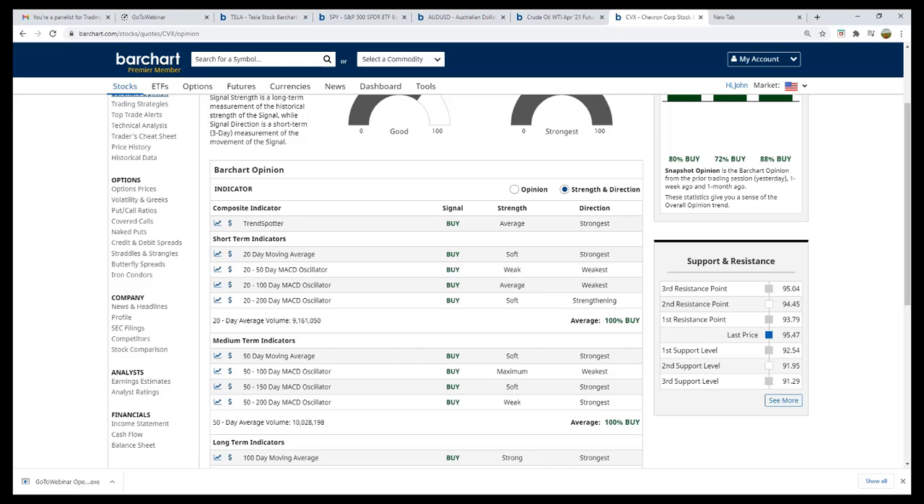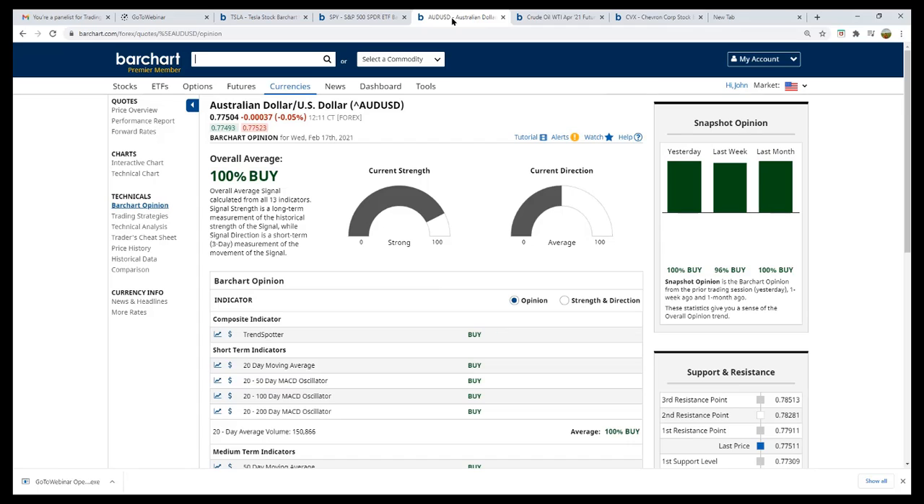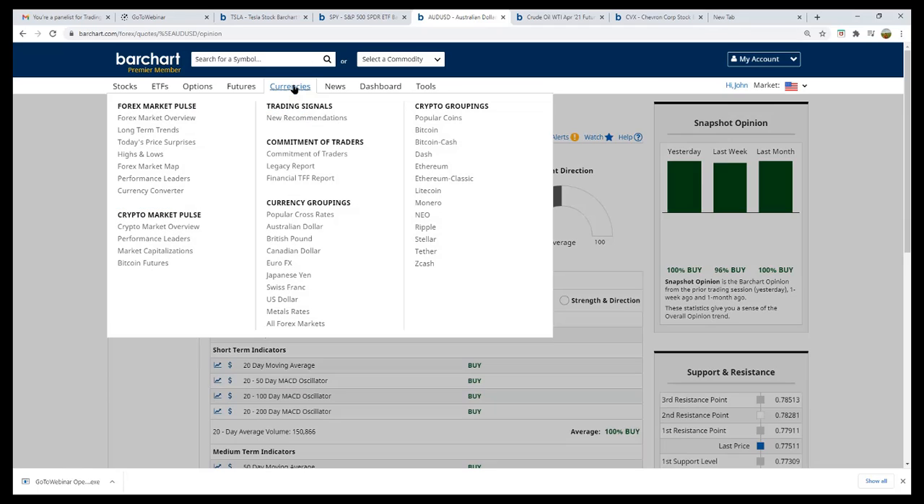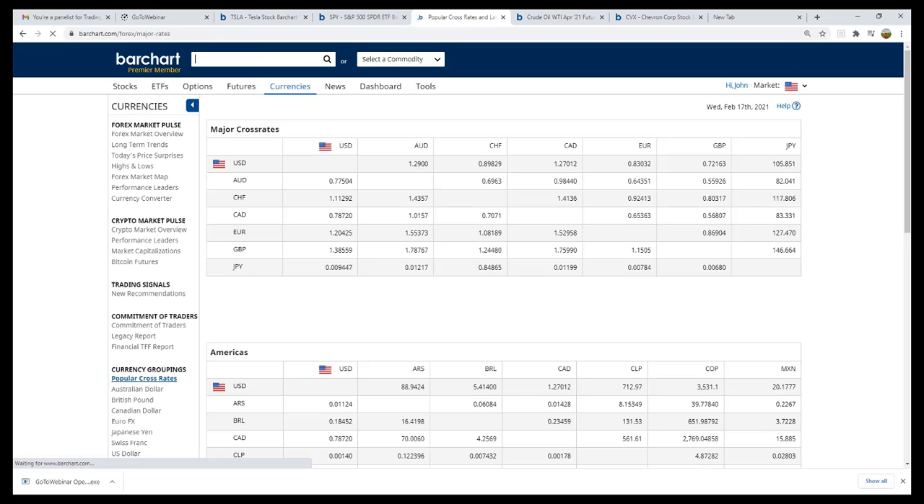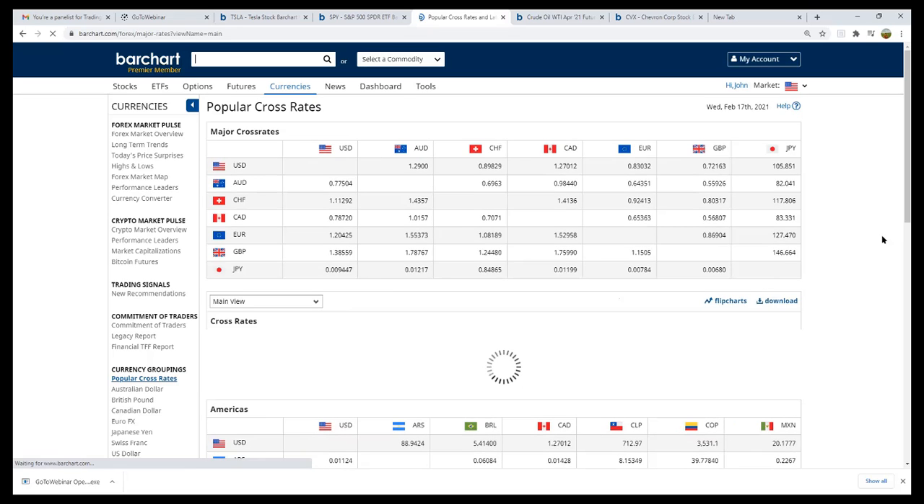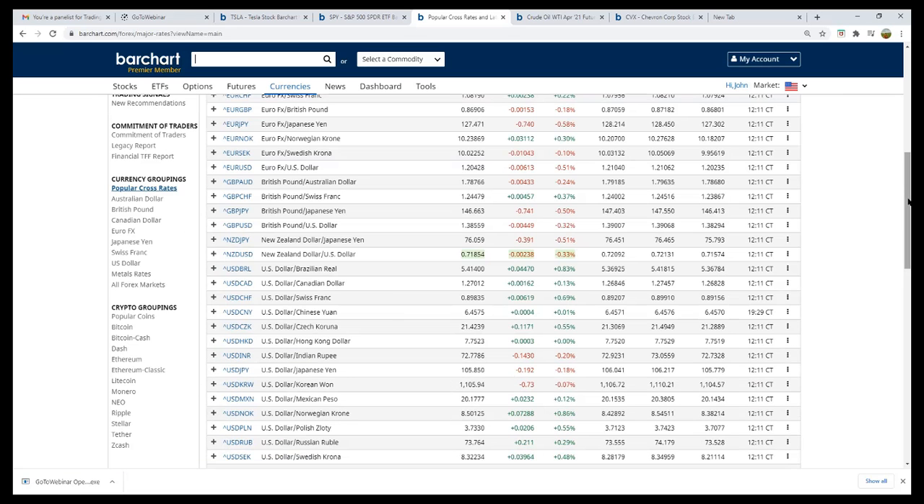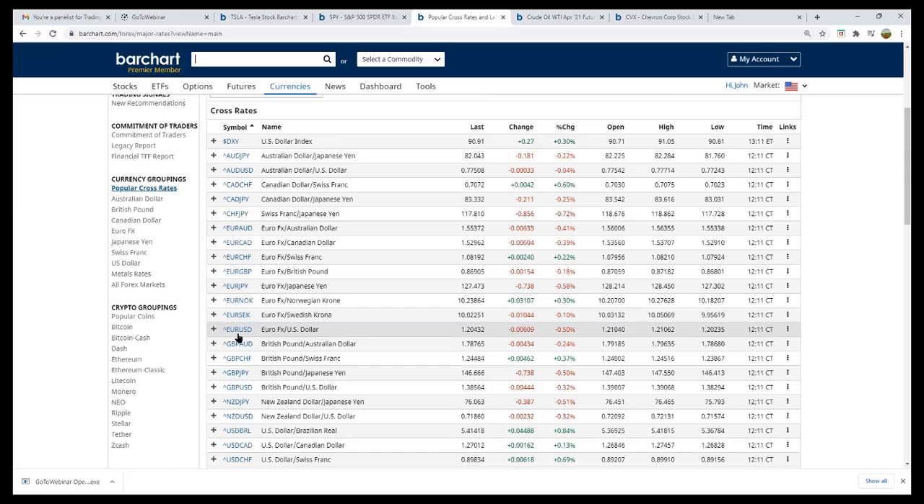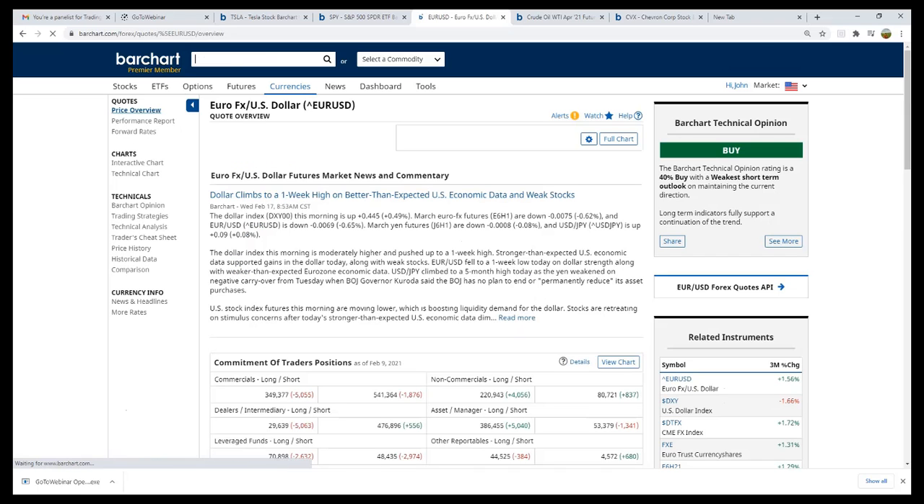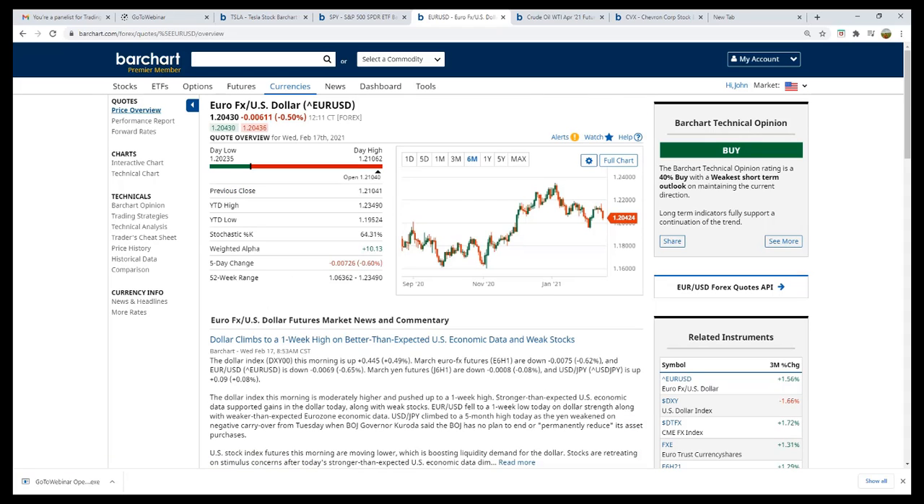Let me give you another example. Let's go back to our currency pairs. The one that I want to look at, here we go. Here it is, Euro US dollar. All right, so what is our technical opinion? Still a buy, but notice here that our Barchart technical opinion rating is only a 40% buy. Not a very strong trend.